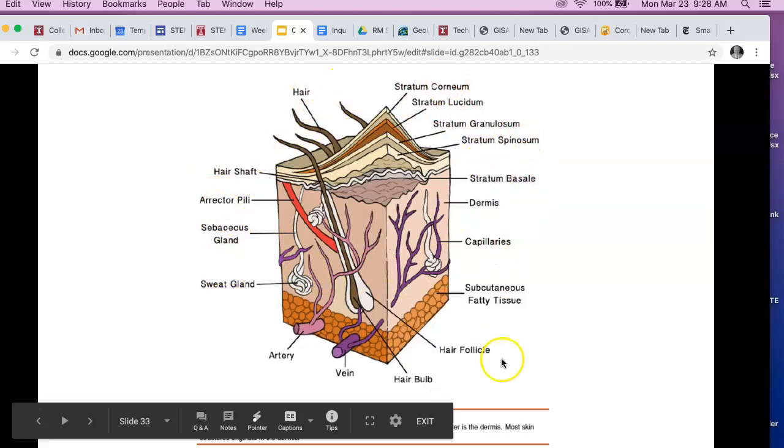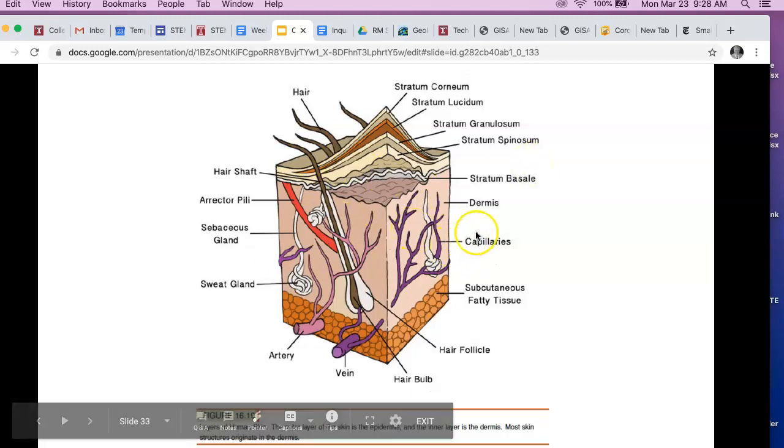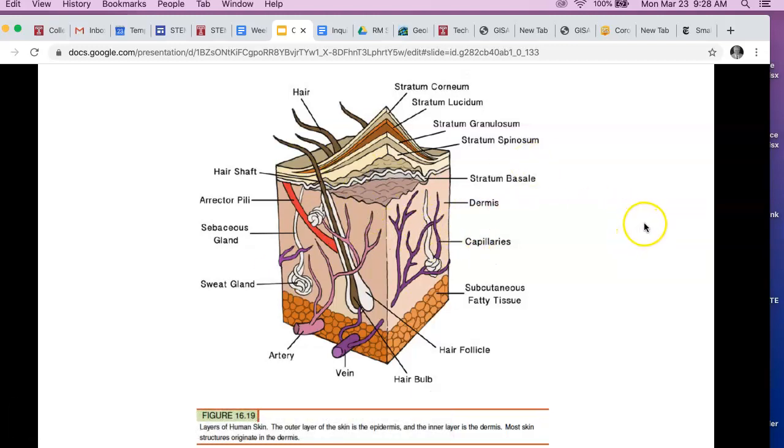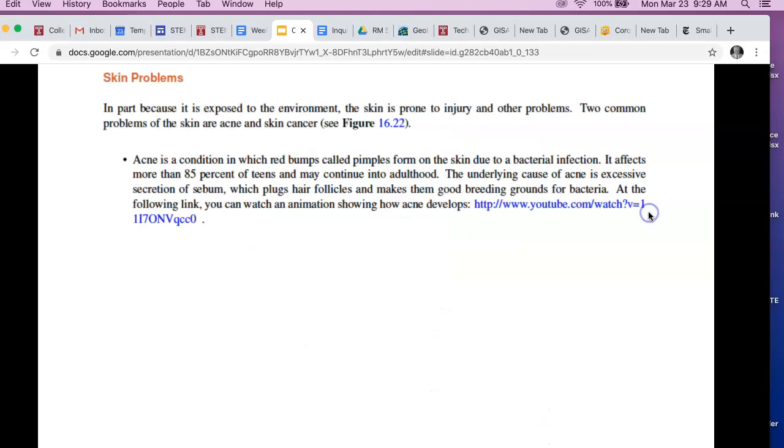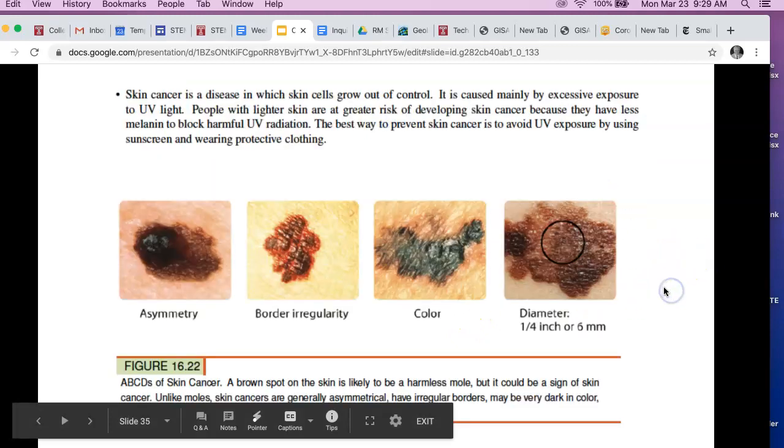I will not ask you to know all of these. You know the type of questions that I ask in the quiz, but make sure you look over this and you can appreciate how complex and at the same time subtle the skin is. Now, some skin problems. Acne is a big skin problem that we deal with. Read about what causes that.